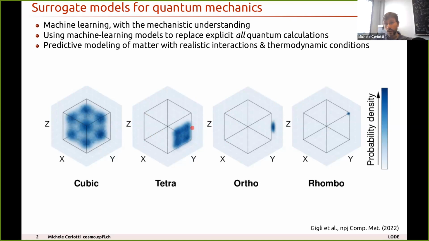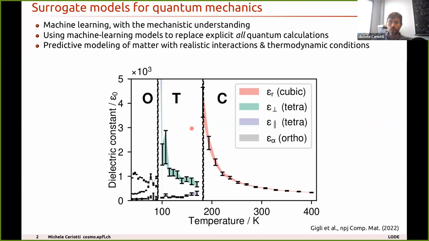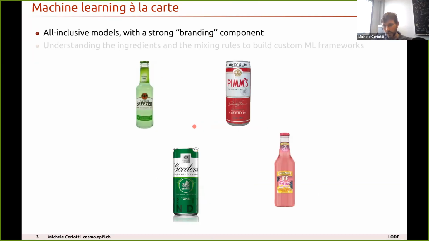And given that we also predict the polarizability and the polarization of these samples, we can also compute the temperature-dependent dielectric constant, which again is typically what you would measure experimentally and what you would care about in using these materials for applications.